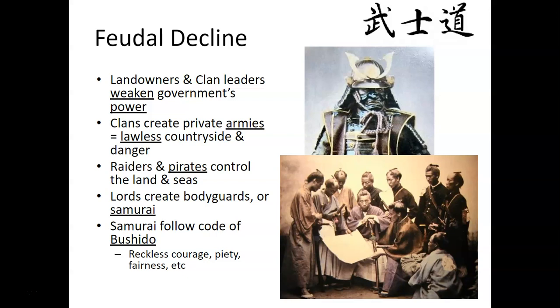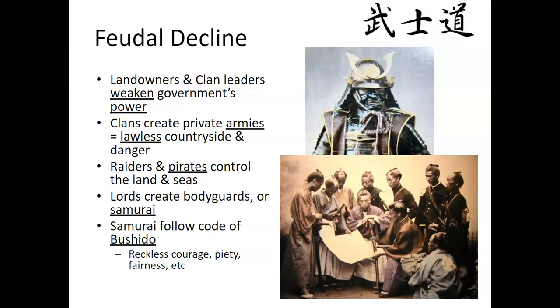Furthermore, you also have to worry about, because it's an island nation, people are always going to be looking for the best of their abilities to take economic advantages. You have raiders that are going to take advantage of this weakened government control, as well as the fact that they can easily slip away to different islands or through different inlets and so forth. They use the sea. So piracy is going to be a big problem. So all this leads lords to create their own set of bodyguards. And this is where the samurai actually get their birth.